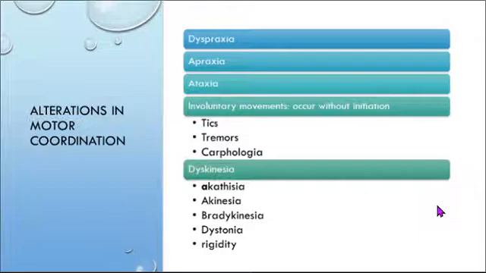Akinesia is diminished movement as a result of difficulty initiating movement. Some more terms you will see there on 1710. Rigidity is resistance to movement. Dystonia is acute muscle contractions.